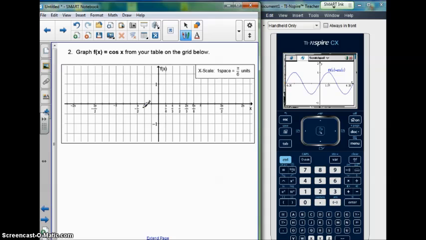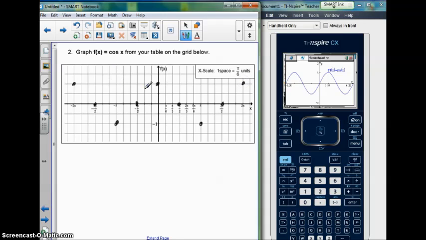If we plot our points, I'm going to start out, negative 2 pi was 1. We saw that negative 3 pi over 2 was 0. I'm just going to hit my zeros first because I've got those already marked. Negative pi was negative 1. Negative pi over 2 was 0. 0 was 1. Pi over 2 was 0. Pi was negative 1. 3 pi over 2 was 0. And 2 pi was 1.